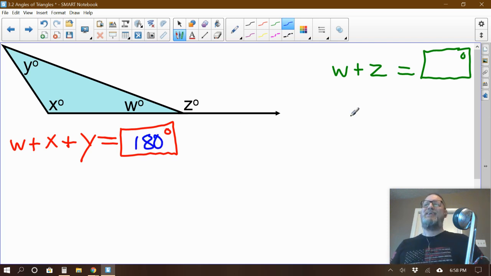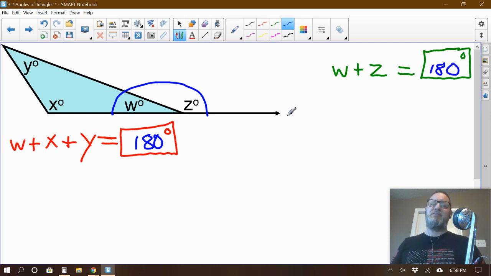Okay. And now over here I say, well, what's w plus z? Okay, w plus z, that would be these two angles. Oh, did you see what I did there? I created a straight angle with w and z. Do you remember how many degrees a straight angle is? Well, it's also 180 degrees.